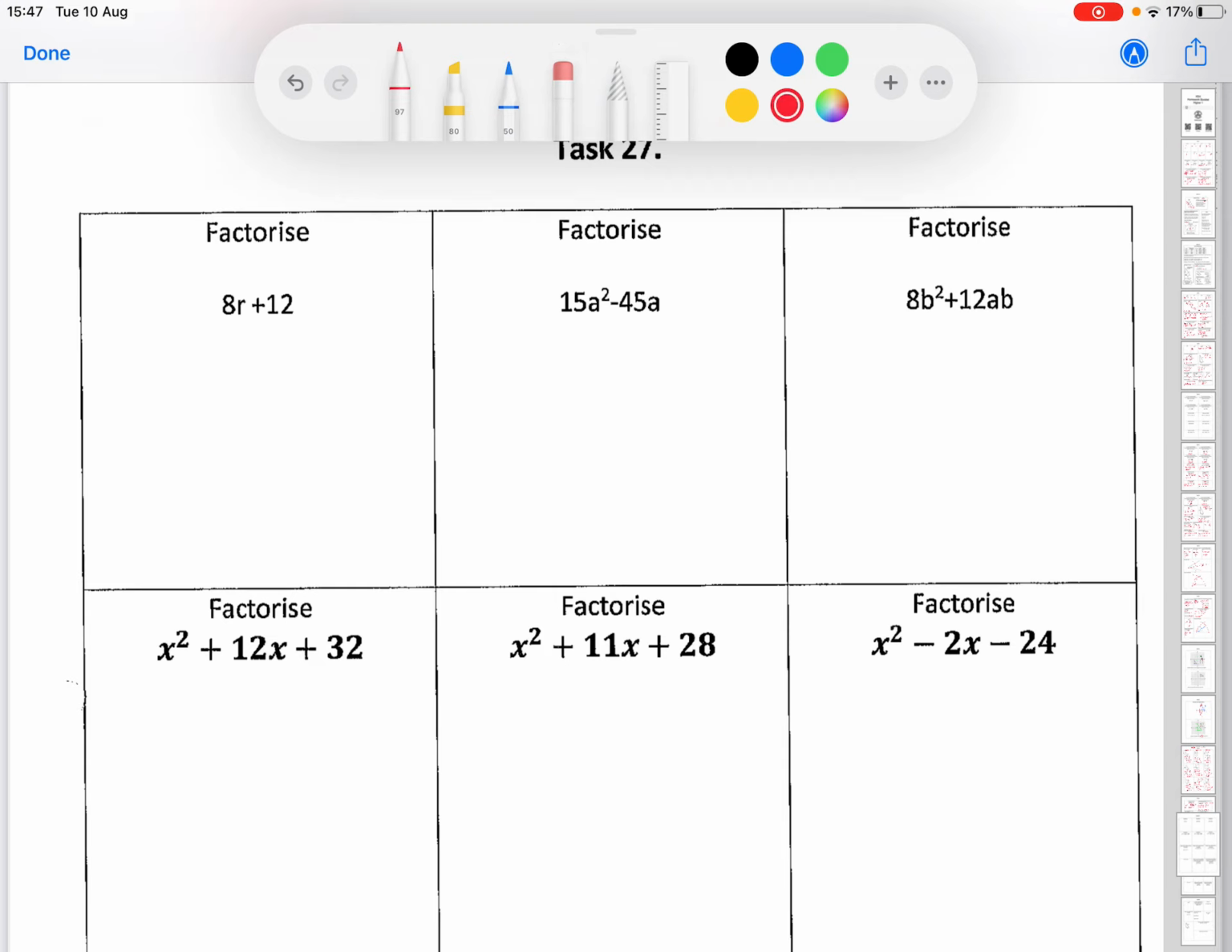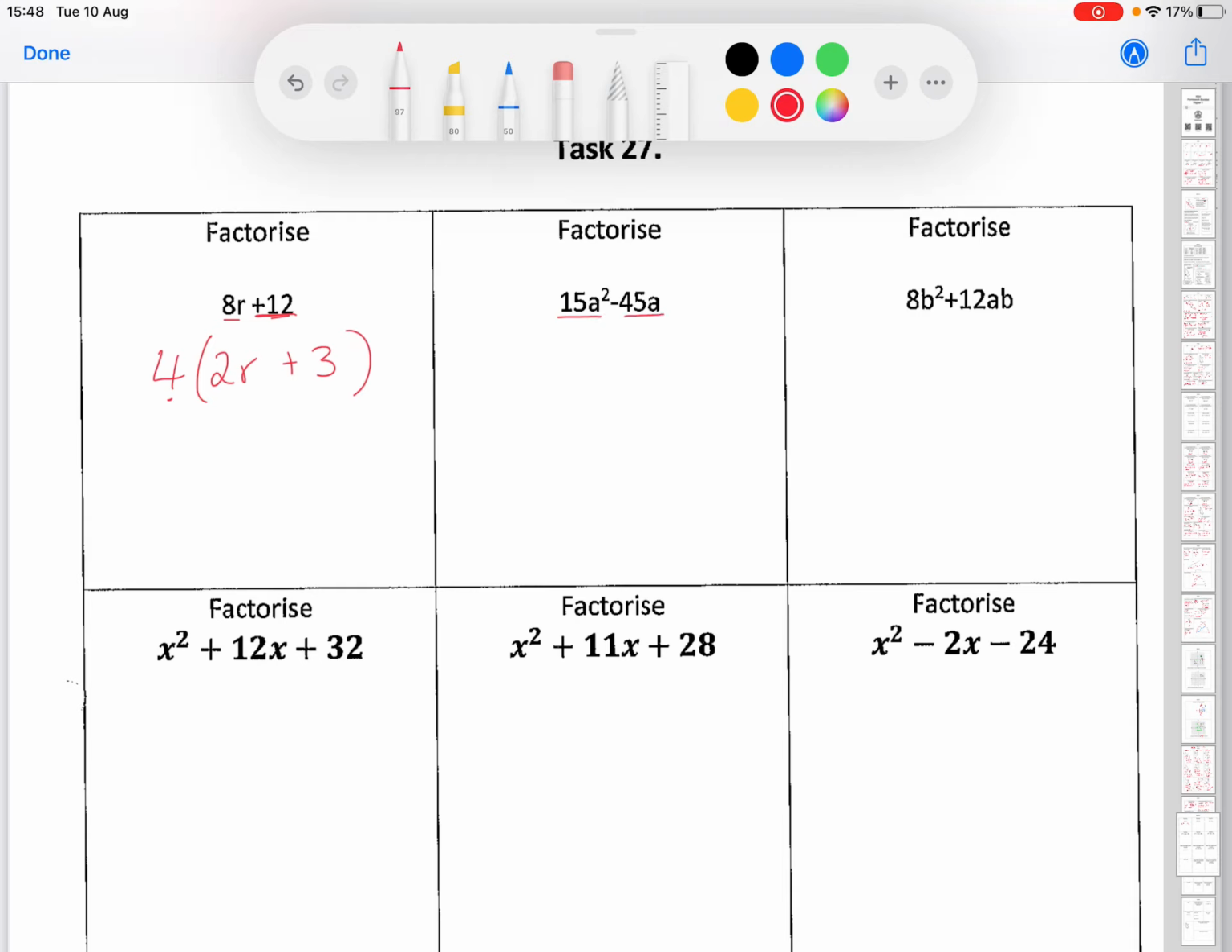Right, let's go through some. So we've got our first one. If we are factorising, that means we need to put into brackets. So we're looking at 8r plus 12. So you want to think of your factors of 8 and your factors of 12. So that means your highest one would be 4. So we've done highest common factor. What would you times 4 by to get 8r? So the first bit needs to be 2r because when you expand it, you get 8r. What would you times 4 by to get 12? You would times it by positive 3 because it's a plus 12.